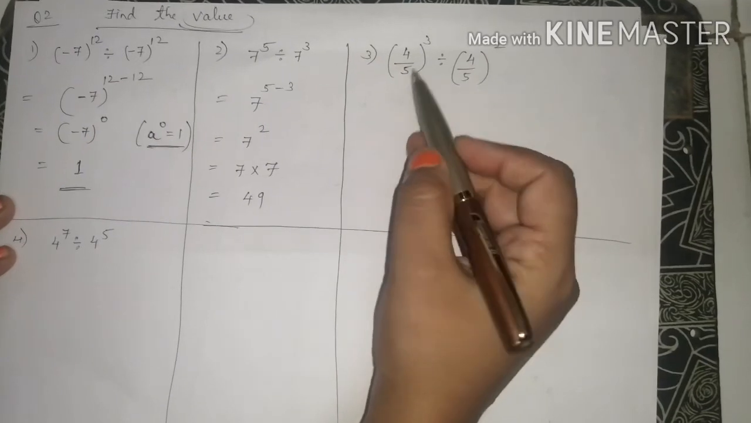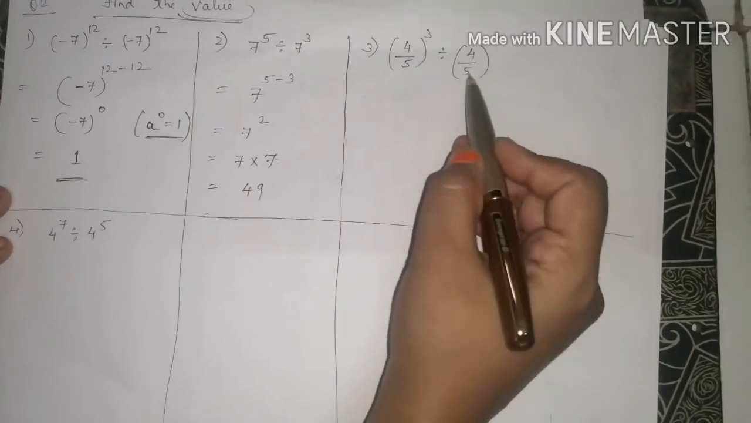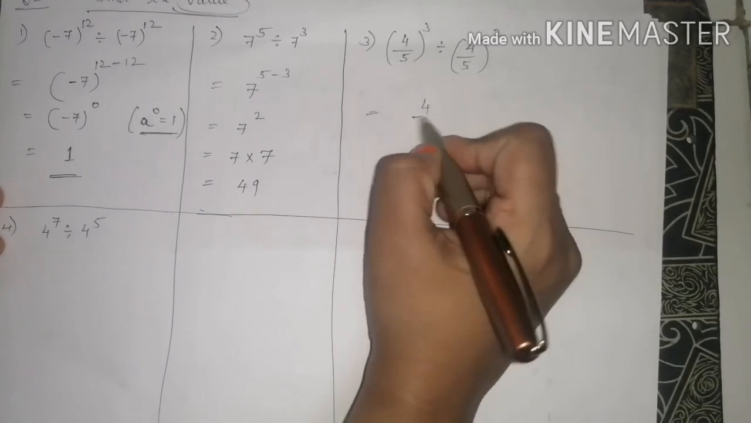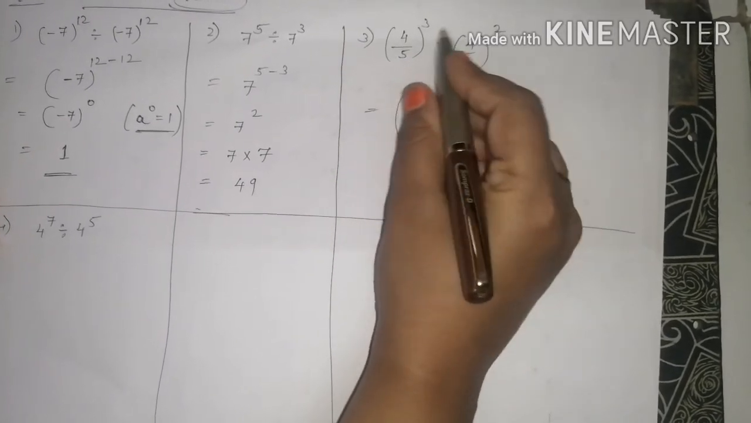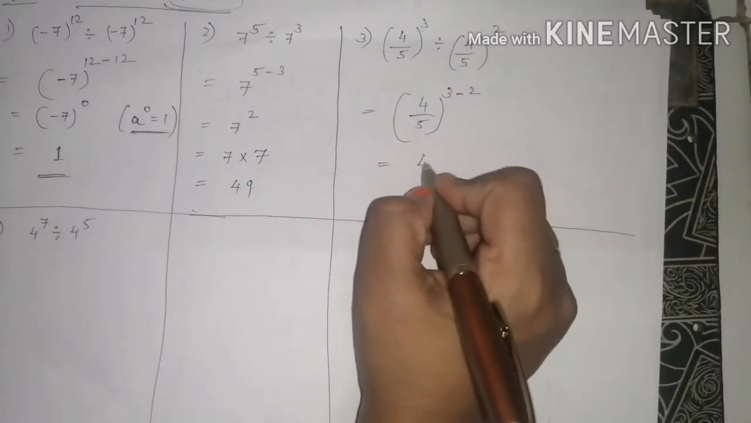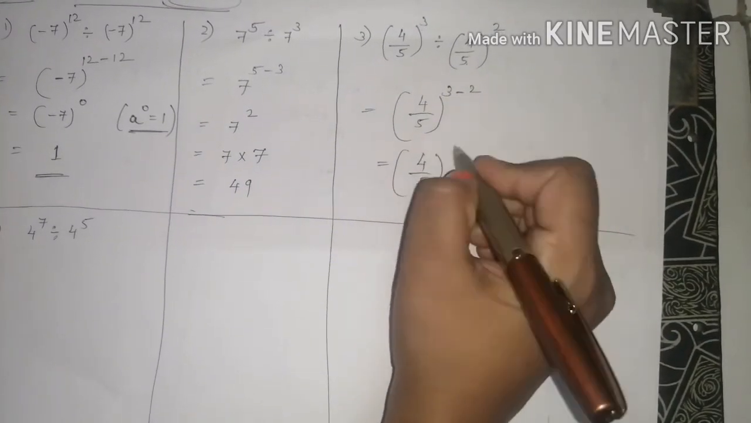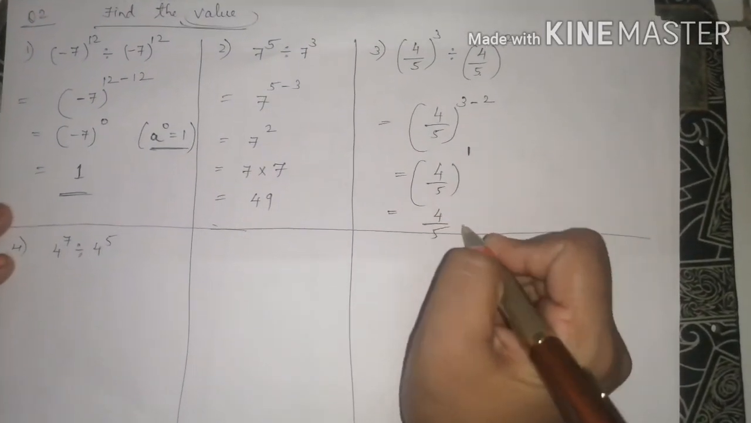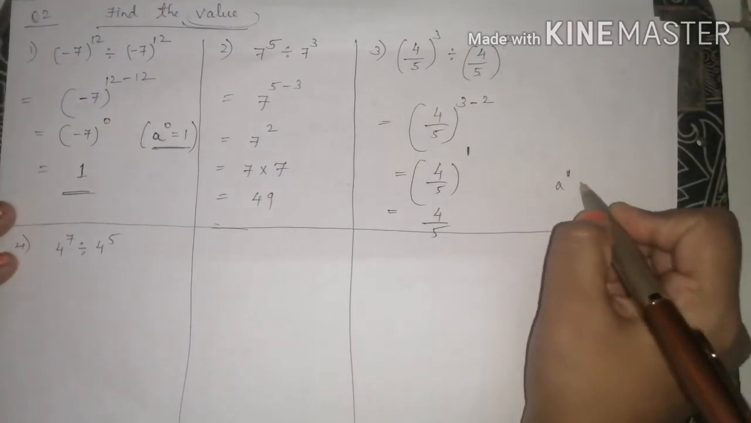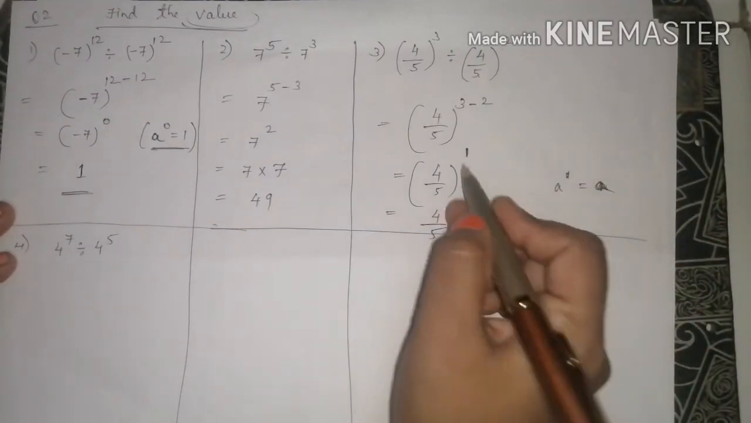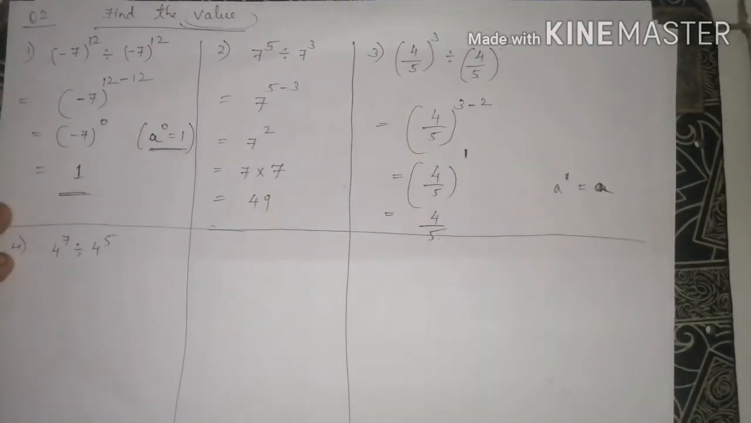Let's see the third sum. 4 upon 5 raised to 3 divided by 4 upon 5 raised to 2. Base is same, 4 upon 5, so write it one time. 3 and 2 are the powers and there is a division, so you will subtract 3 minus 2. So 4 upon 5 raised to 3 minus 2 is 1. Now 4 upon 5 raised to 1, we have studied this already, that anything raised to 1, the answer is same. So here 4 upon 5 will be as it is, 4 upon 5.